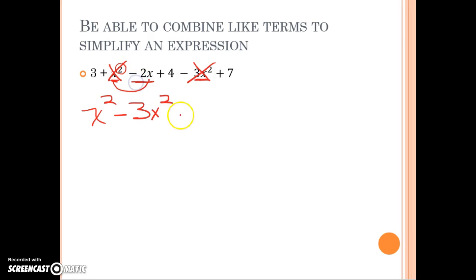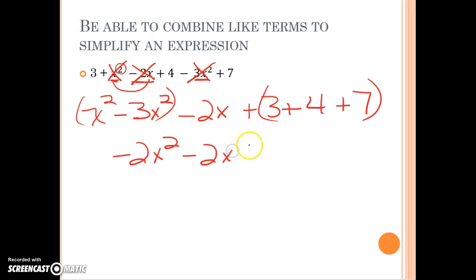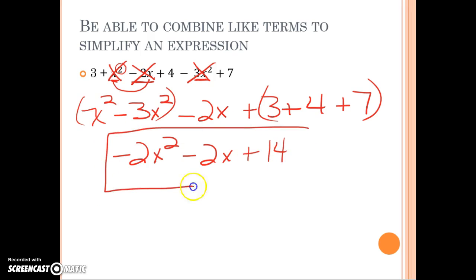Looks like we only have one single x term. I've taken care of that. What we have left now is just plain old numbers. Now, we could associate them together if we want to keep us organized. x squared minus 3x squared, that's all by himself. There's nothing to simplify there. 3 plus 4 is 7, plus another 7 is 14. We have simplified that expression.